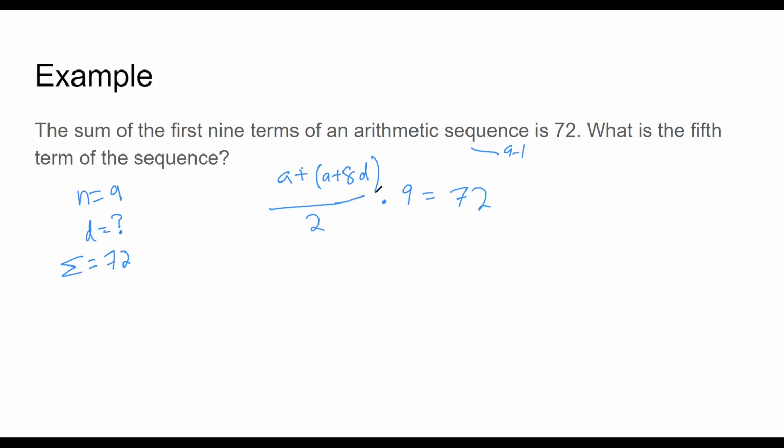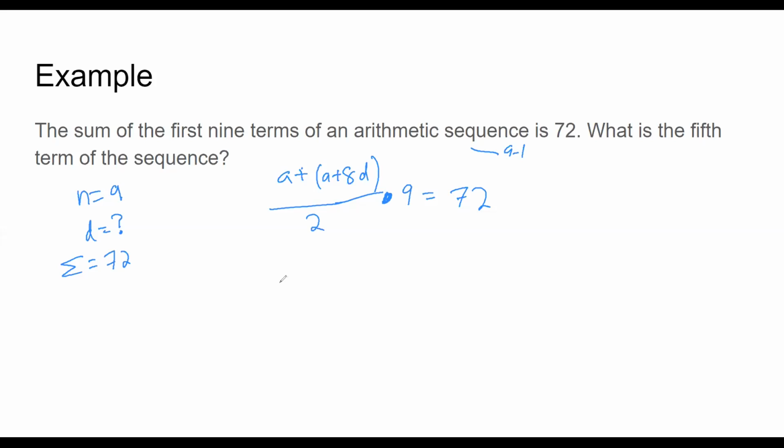So in case you want to review where this is coming from, a is the first term, the ninth term will be a plus 8d. Then you add the first and the last term, and then you divide by 2 to get the average. Then we multiply by 9 to get the sum of all of the 9 terms, and then it's equal to 72.